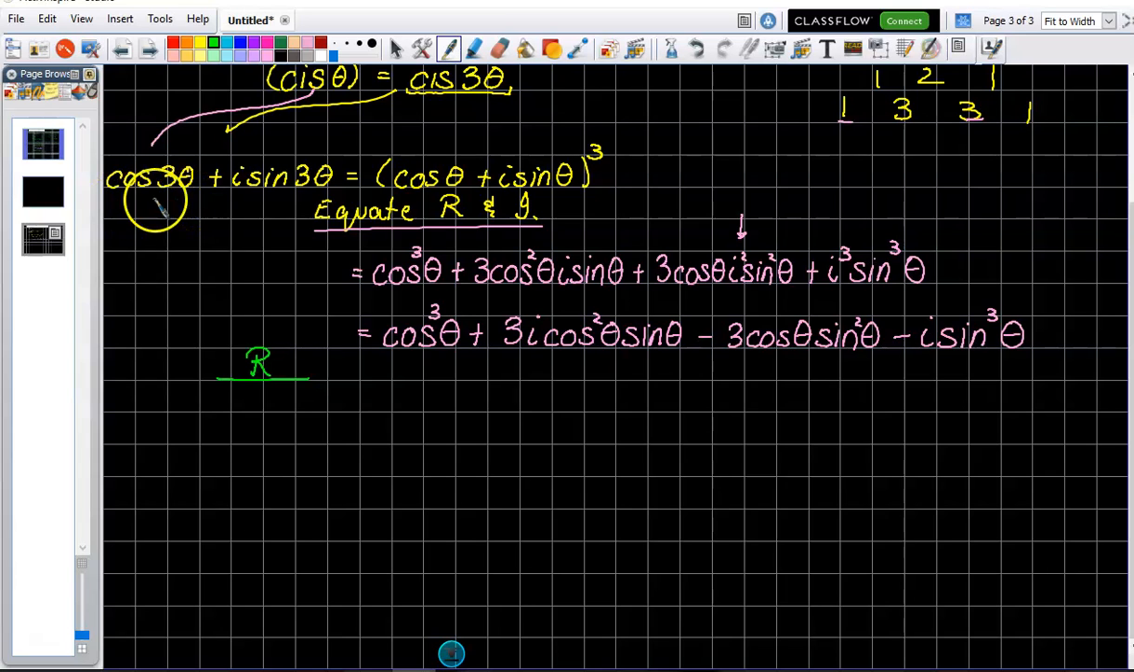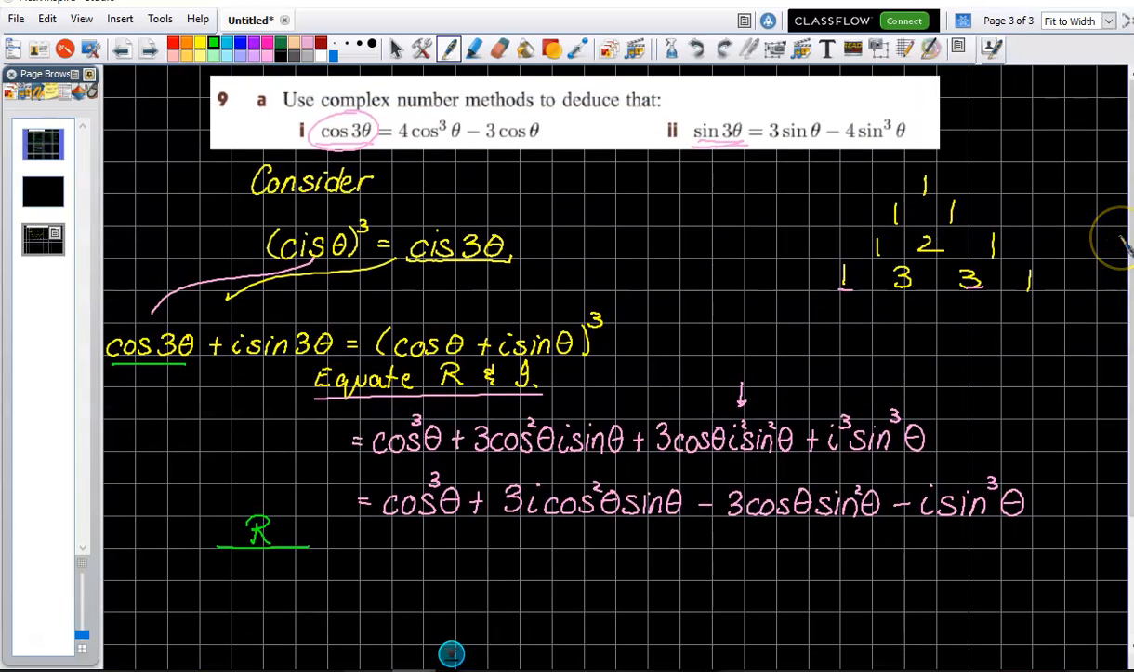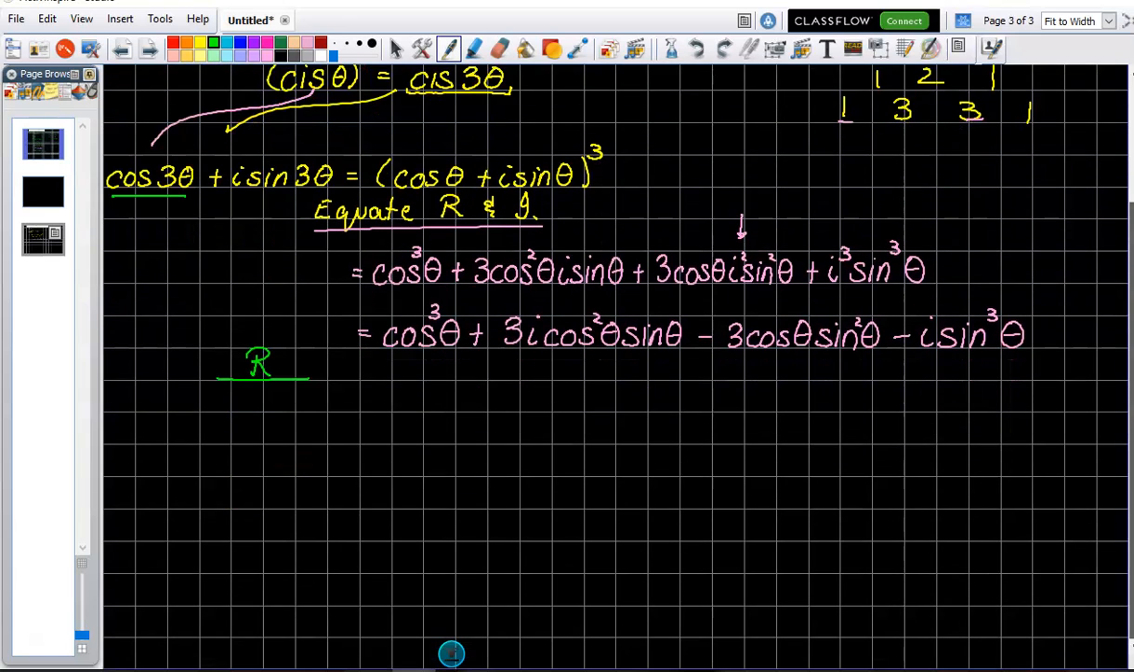So we equate the real. On the left-hand side, the real part is cos 3 theta. And if we go back to the question, what is it that we're trying to make cos 3 theta equal? We've got to keep our eye on this. So cos 3 theta equals, that's real, and this part is real.